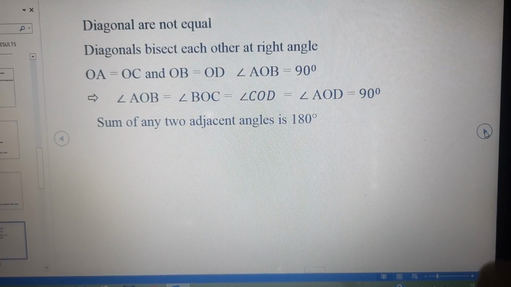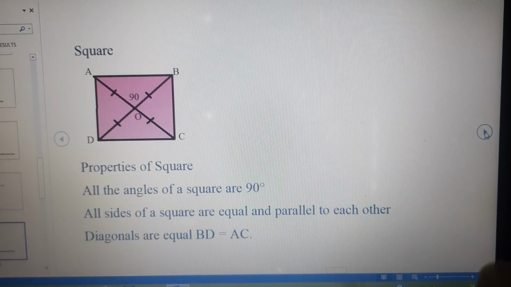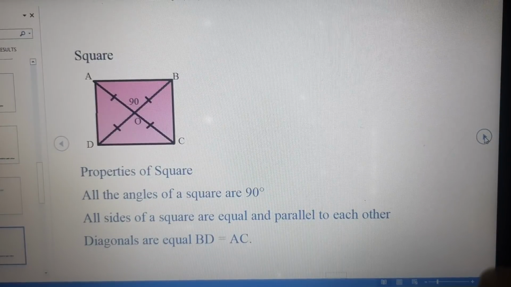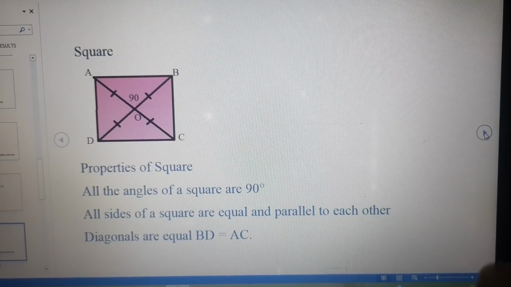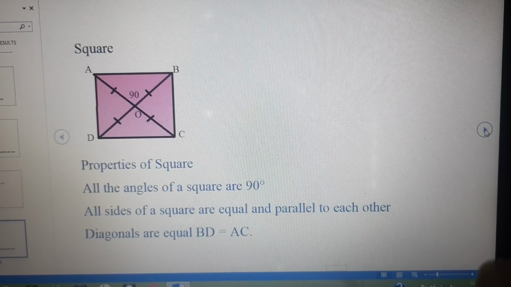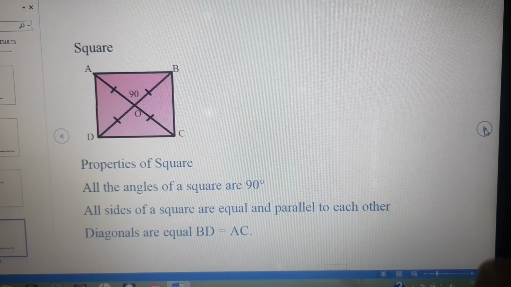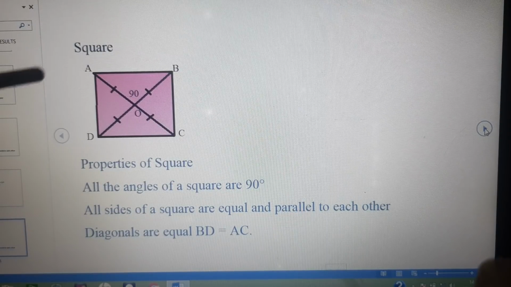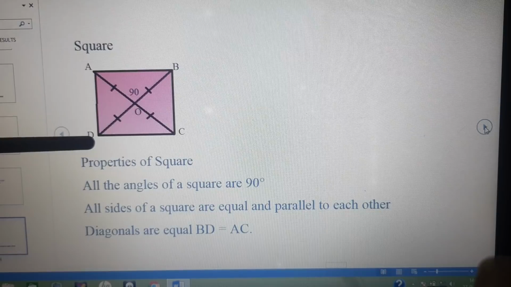Fine. Now, moving on to the square. Square, all four sides are equal. Each angle is 90 degree and opposite sides will be parallel to each other. Here, diagonals bisect each other at 90 degree and diagonals are equal also. So, as we have done in rectangle, diagonals are equal. AC is equal to BD.